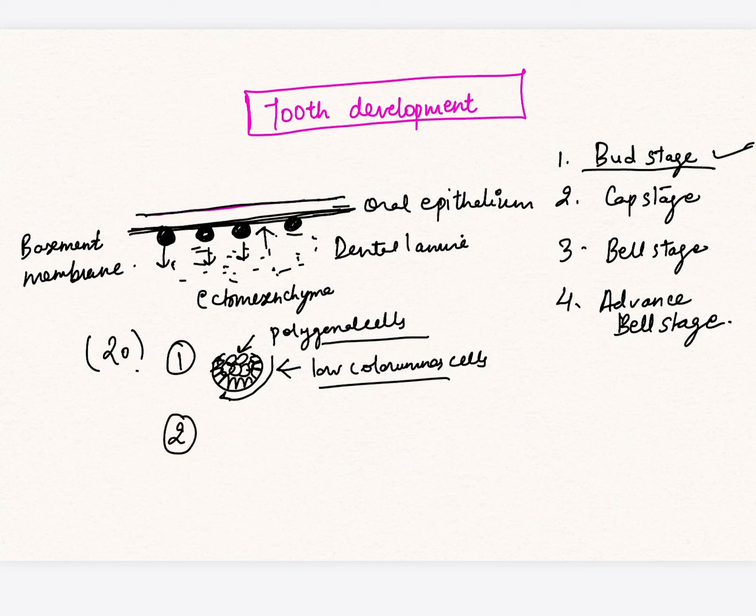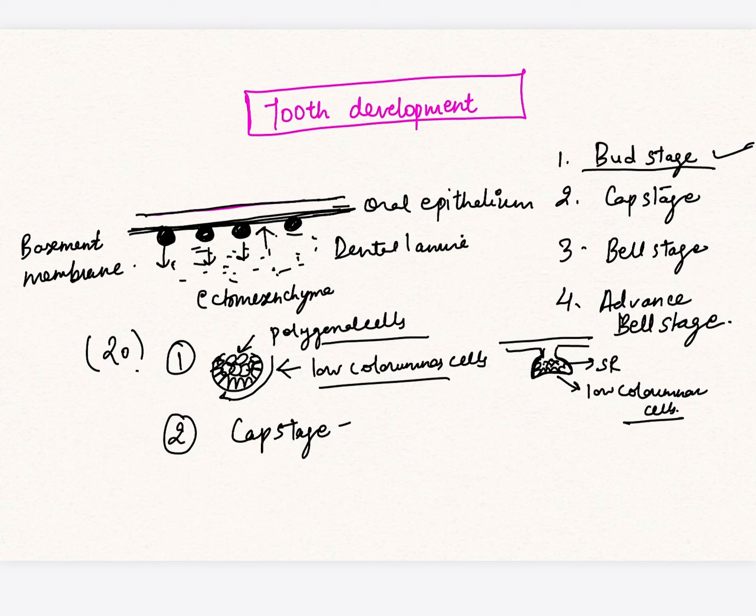So second stage is cap stage. In cap stage this bud forms a cap-like structure. Here from the oral epithelium it forms a cap-like structure. Here the outer cells are low columnar cells and inner cells differentiate into stellate reticulum. So in cap stage we have two types of cells, low columnar cells, that is outer peripheral cells, and the inner stellate reticulum, which is star shaped.